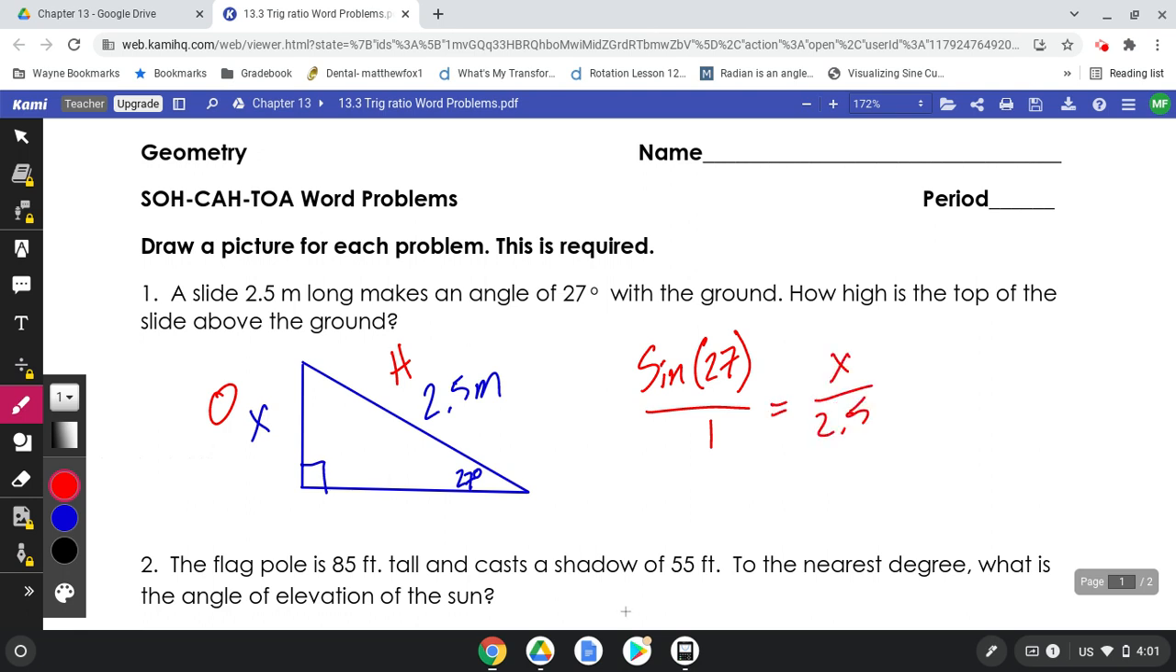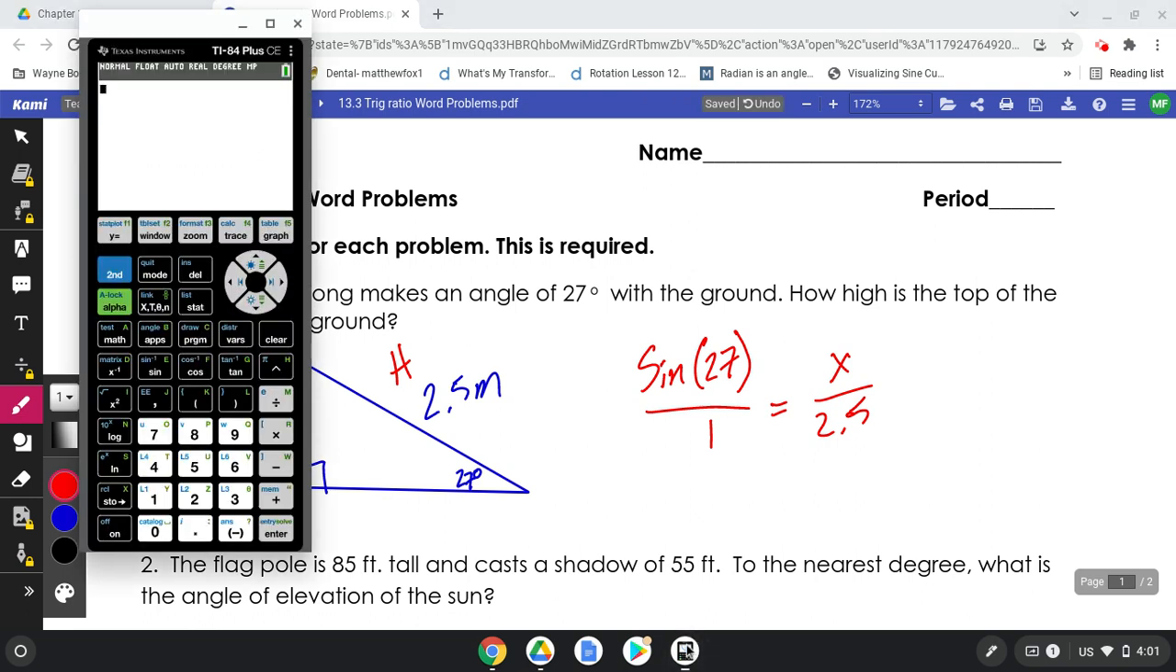We will cross multiply. Remember, when you're using the calculator, you have to make sure you're in degree mode. Okay, I am in degree mode, but if you're using this, go to mode, change it into degree mode, or you can use desmos.com/scientific. So the sine of 27, close it, times 2.5, and we get 1.1 meters.